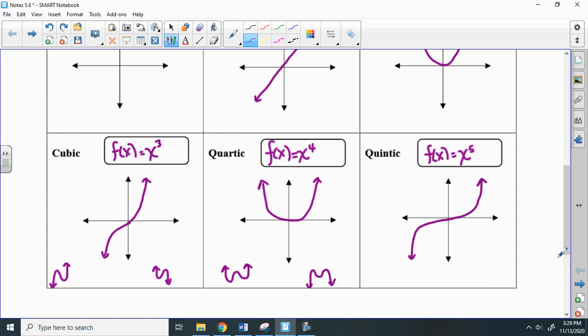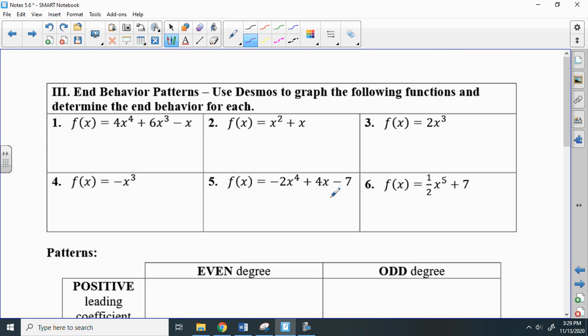Now I want us to look at some end behavior patterns. I encourage you to pause the video and do this on your own, because what you're going to do is type these functions into Desmos and look at the end behavior. So you're going to say as x approaches negative infinity on the left, and you can write either y or f of x, it doesn't matter to me which notation you use.